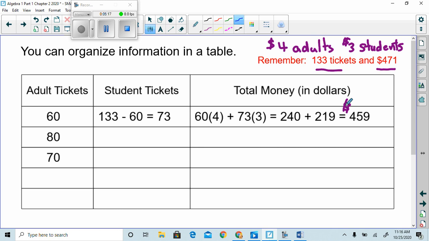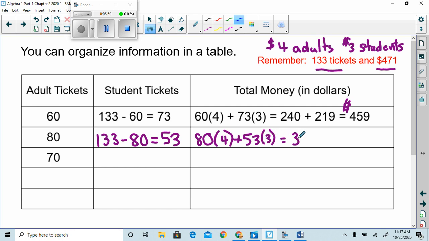So we have to now adjust our table. Remember, guess, check, and revise. So we checked, it didn't work, so we need to revise. I'm just going to raise the value of the number of adult tickets because they're the ones that cost more. So I just decided to try 80. I'm going to take that 133 and subtract 80. This time it'll be 80 adults and 53 students, which gives me a total of 133. So take your 80 times 4 and your 53 times 3, and let's calculate.